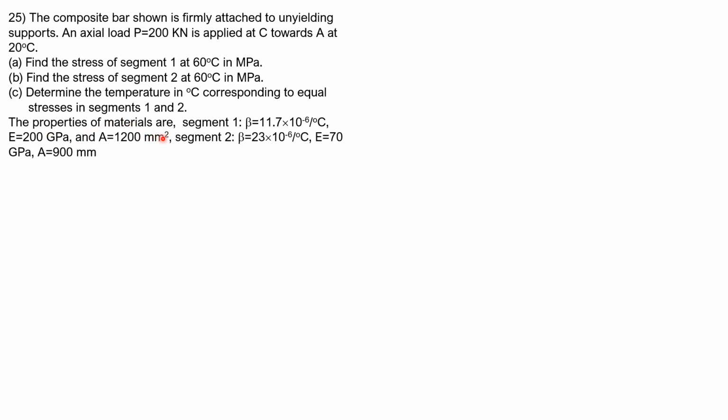The properties of materials are: segment 1, coefficient of thermal expansion 11.7 times 10 to the negative 6 per degree Celsius, modulus of elasticity 200 gigapascals, so it is steel, and area 1200 mm squared. Segment 2, coefficient of thermal expansion 23 times 10 to the negative 6 per degree Celsius, E is 70 gigapascals, area is 1200, so it is aluminum.